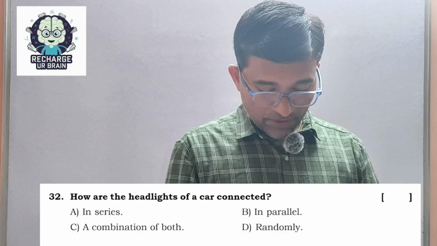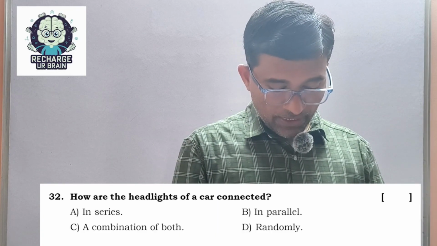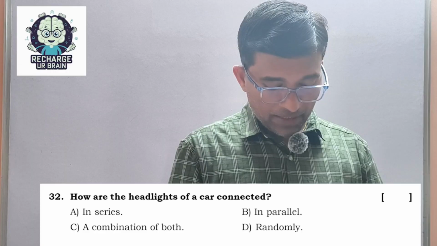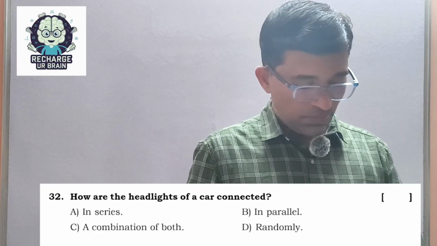And 32nd one, how are the headlights of the car connected? The headlights of the car are connected in parallel combination. 32nd one, right option is B.